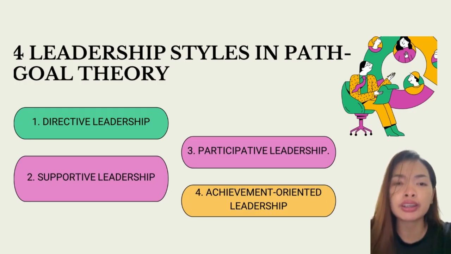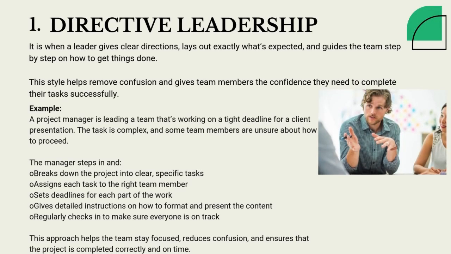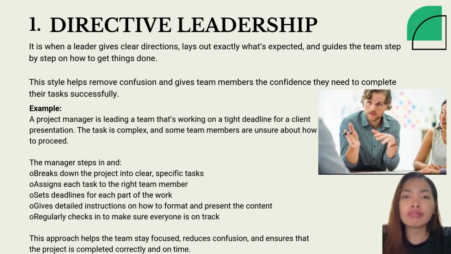First, directive leadership. Second, supportive leadership. Third is participative leadership. And fourth is achievement-oriented leadership. Directive leadership is when a leader gives clear directions, lays out exactly what's expected, and guides the team step by step on how to get things done. This style helps remove confusion and gives team members the confidence they need to complete their tasks successfully.